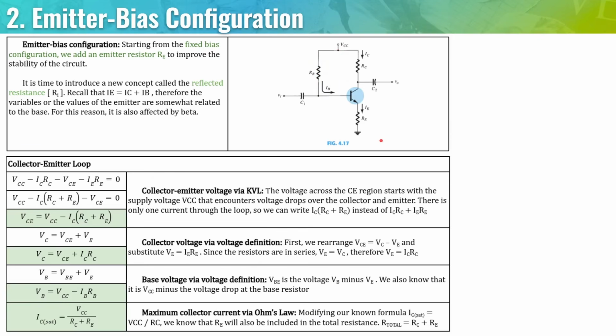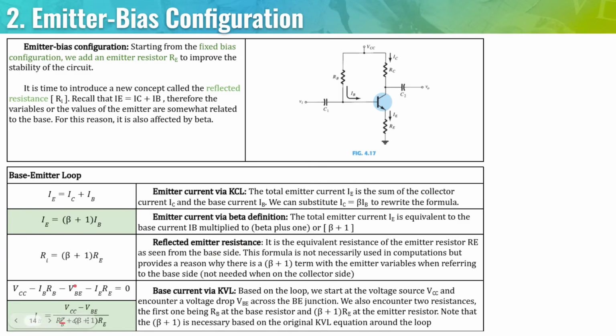Last one, we have the maximum collector current via Ohm's law. Since we now have RE, just remember that it will be included in the total resistance now, so it will be RC plus RE. Basically, you always include RE beside RC. And then, if you are computing for something in terms of the base, add beta plus 1.